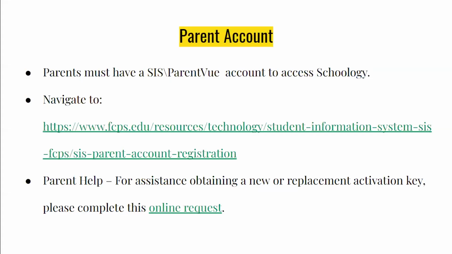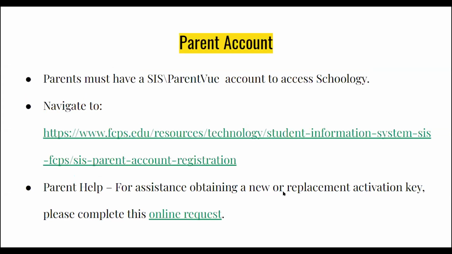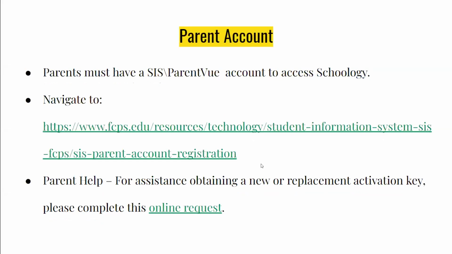That we'll talk about in a little bit. But for beginners, this is where you need to go to register for your own ParentVue SIS account. And also you'll see on this slide, there is a link to getting help or a replacement activation code. If you have lost your login credentials, you already have an account, but you've lost your login credentials, you can click on this online request. And again, we will share this slide deck so that you have that information as well. You can just click on it and get the assistance that you need.